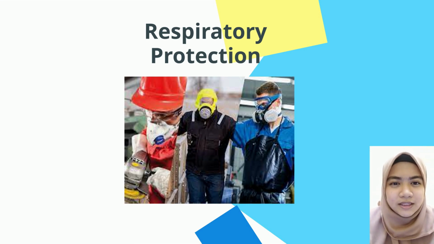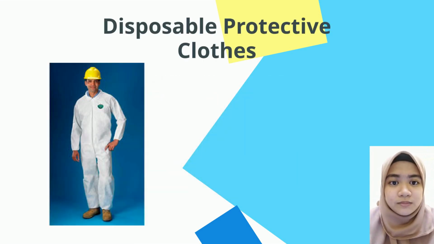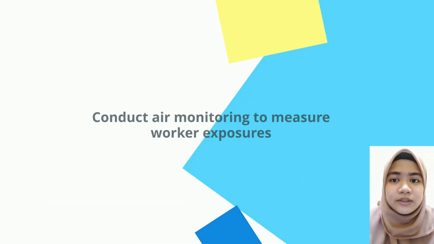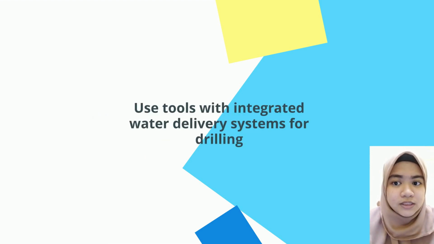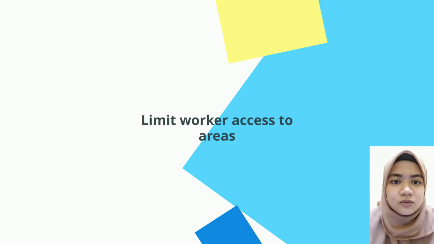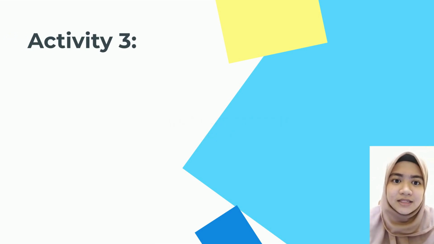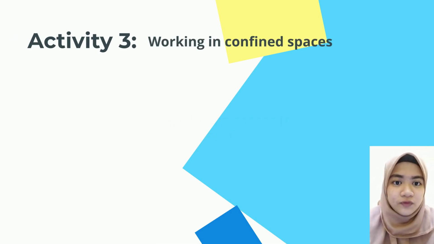However, we still need to take other control measures such as wearing disposable protective clothes, conducting air monitoring to measure worker exposures, using tools with an integrated water delivery system, and limiting worker access to areas where silica dust is above the PEL. The next activity is working in confined space.